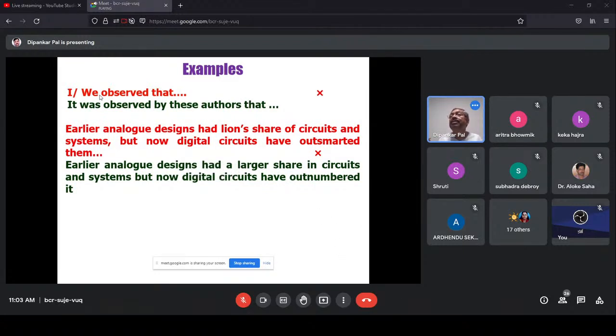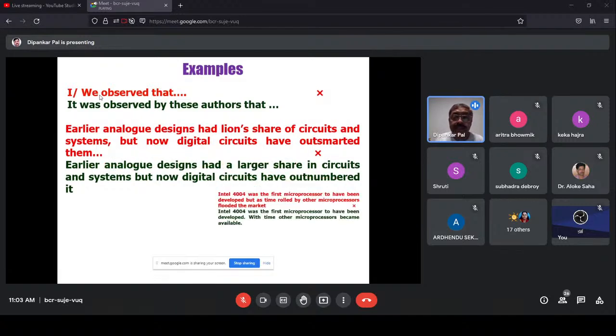Sometimes we write in the introduction section or in the abstract section of a paper: Earlier, analog designs had lion's share of circuits and systems, but now digital circuits have outsmarted them. Now, that's not bad English. That's good English, perhaps good for literature. When you write in the report, you should write earlier analog designs had a larger share in circuits and systems, but now digital circuits have outnumbered it.